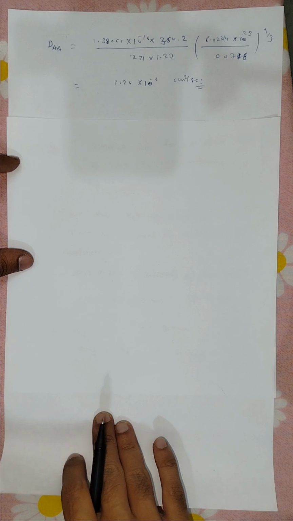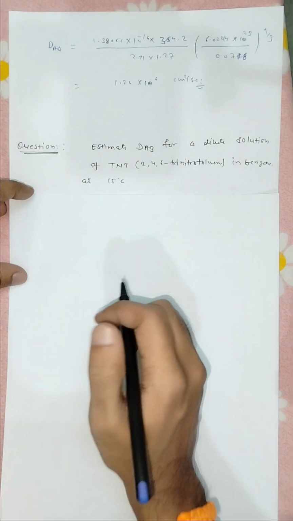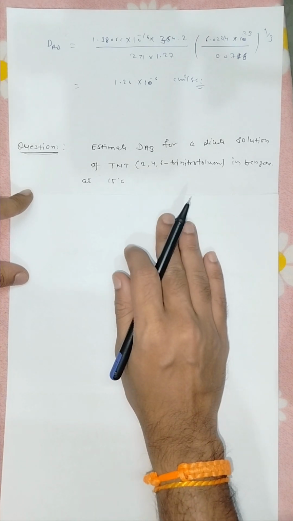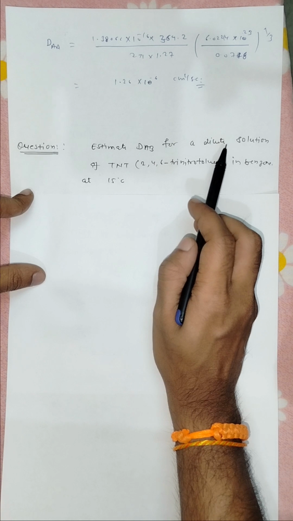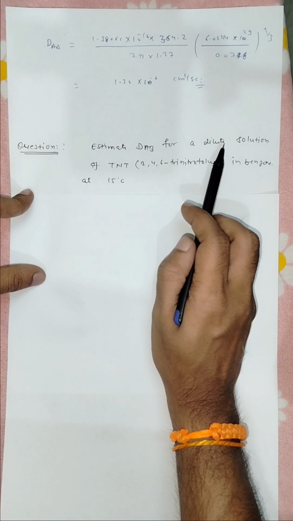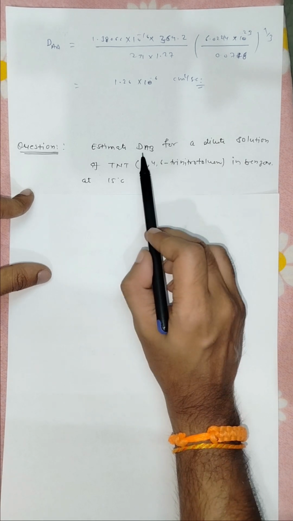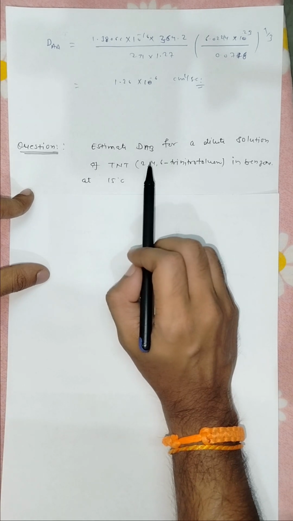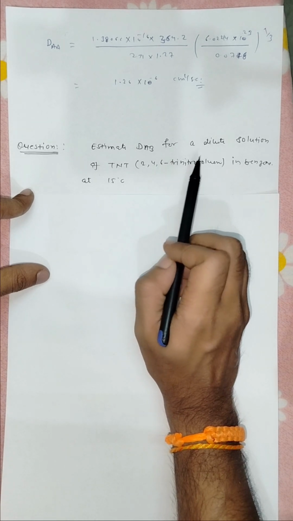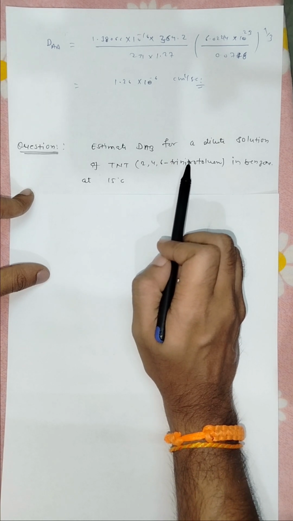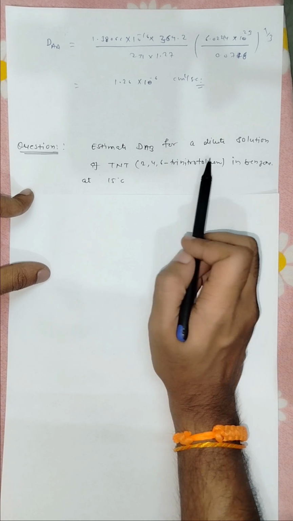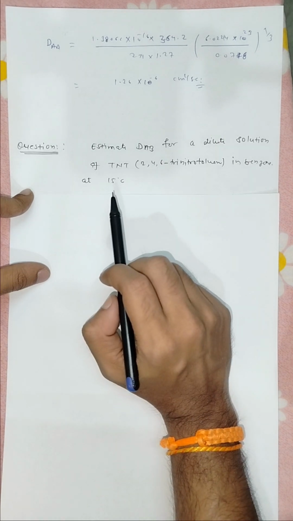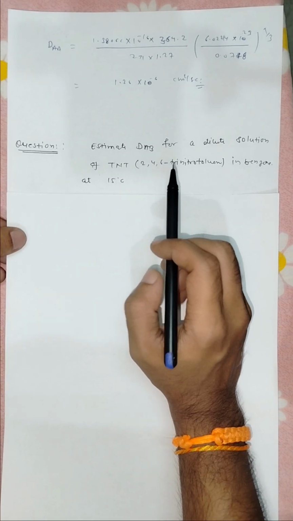Now we are moving to our next question. We have to simply estimate diffusivity for a dilute solution. Previously we were solving for gases, and now we'll look into liquids as well. We are calculating diffusivity for a dilute solution of TNT. TNT is 2,4,6 trinitrotoluene. I hope you are already aware of this very popular compound. It is in benzene at 15 degrees Celsius. We have to simply estimate DAB for a dilute solution.